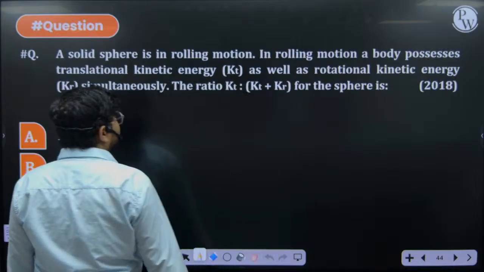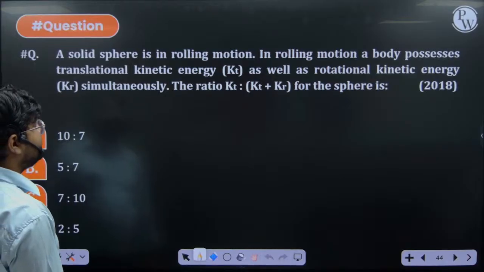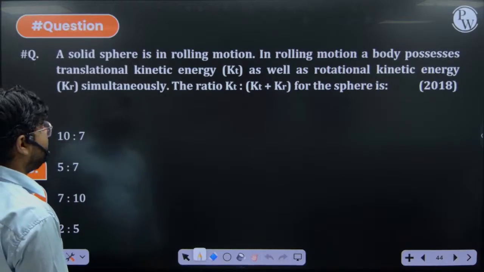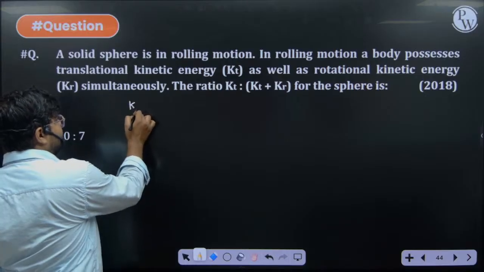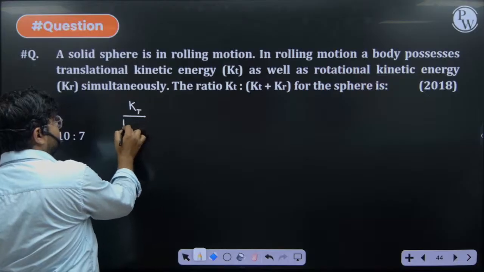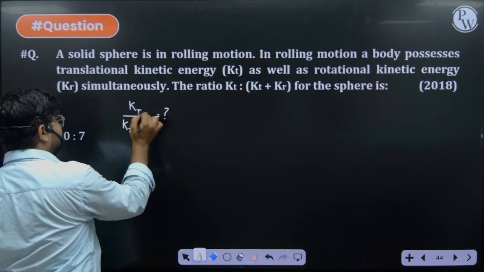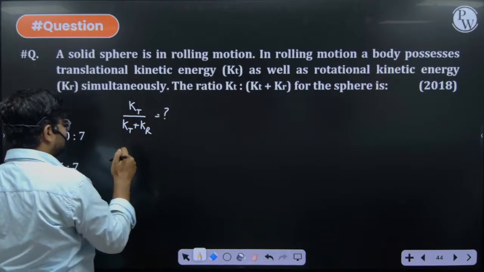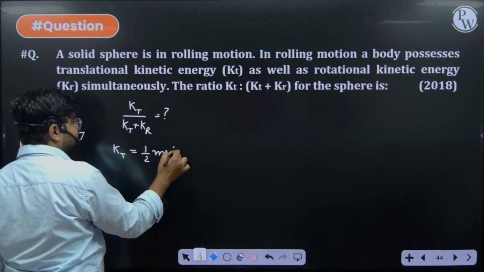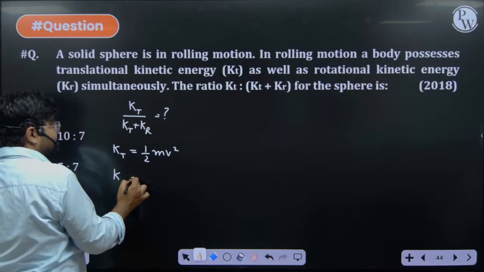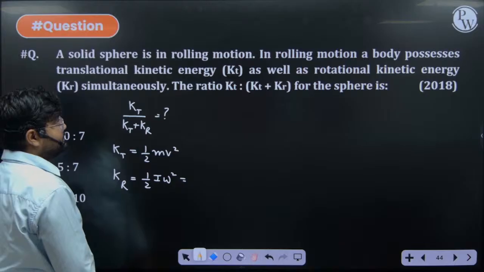Solid sphere is in rolling motion. In rolling motion, a body possesses translational as well as rotational energy simultaneously. The ratio of translational to total, that is translational plus rotational. This ratio they are asking us. So let us try this. Translational is simply half mv square. Rotational is half I omega square, right?